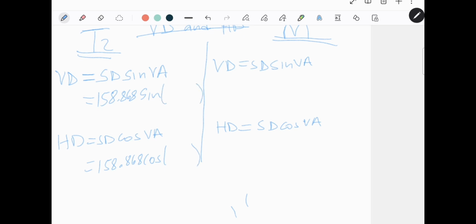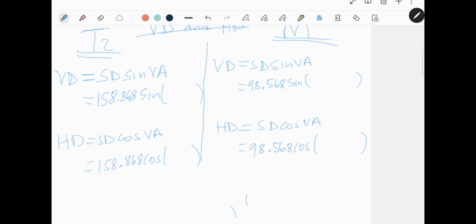Then you have your okay here. So for M, under distance, we have 98,568. That's our SD. Then sine our vertical angle. Same thing here, 98,568 cos our vertical angle.